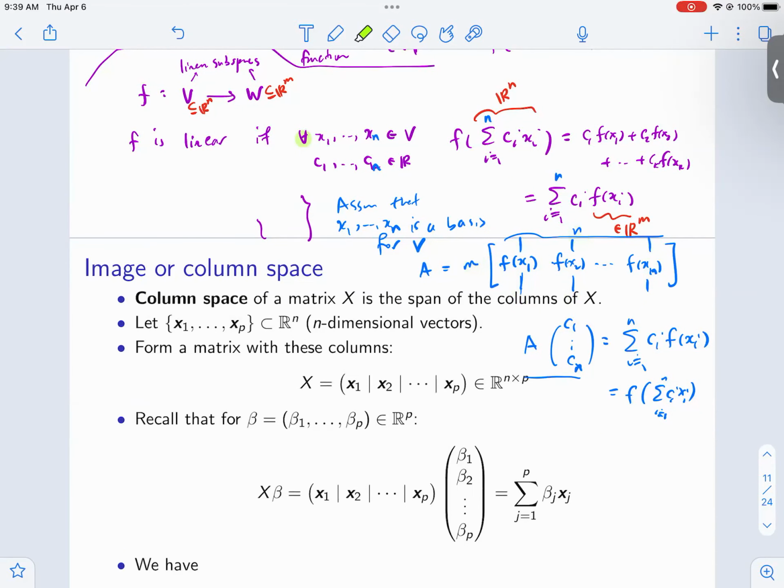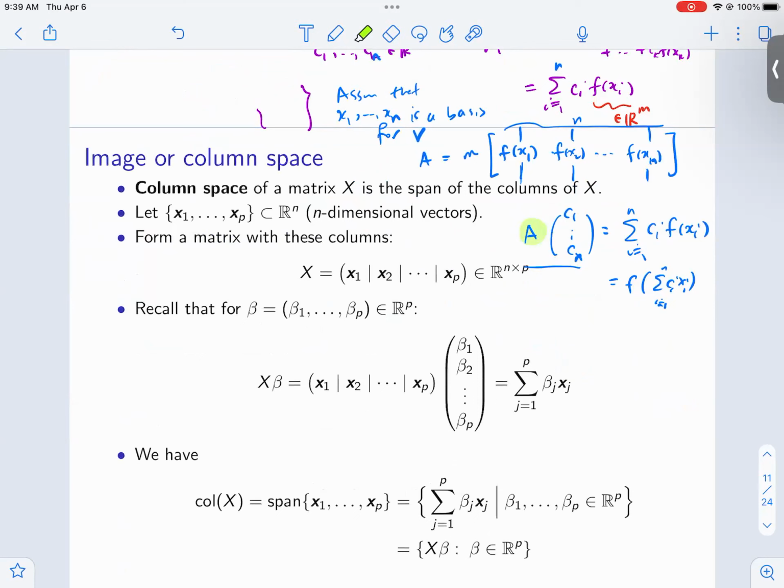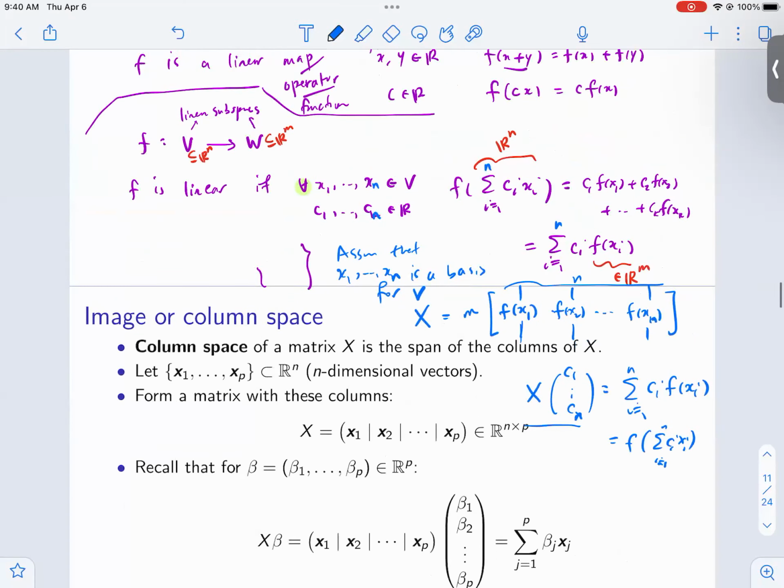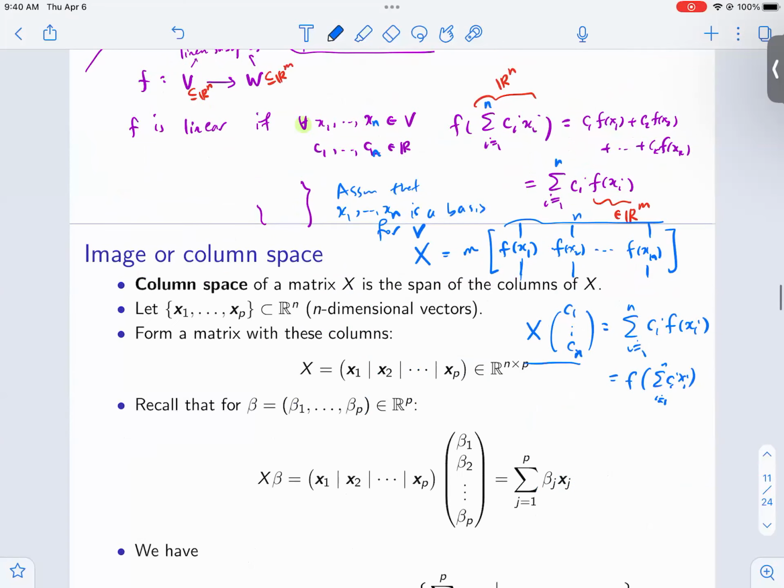Then it's easy to verify that if I multiply A by c1 up to cn, that would form this linear combination. So this is what I want to basically talk a little bit about. So let's call this maybe x to be somewhat more in line with what I have in the next slide.